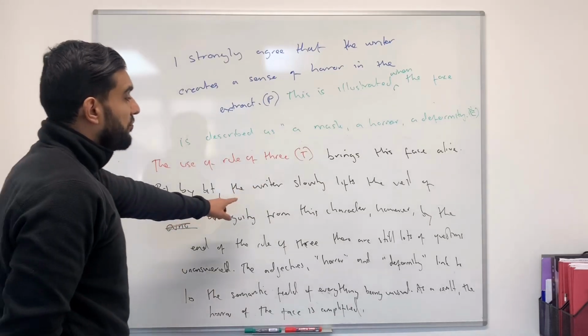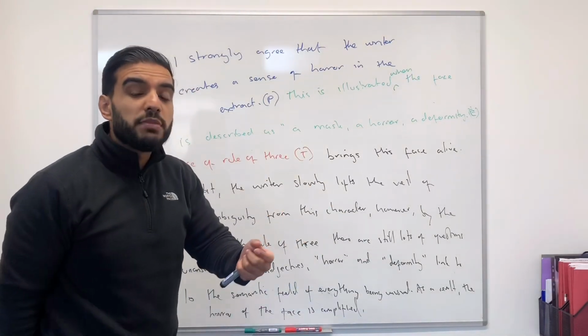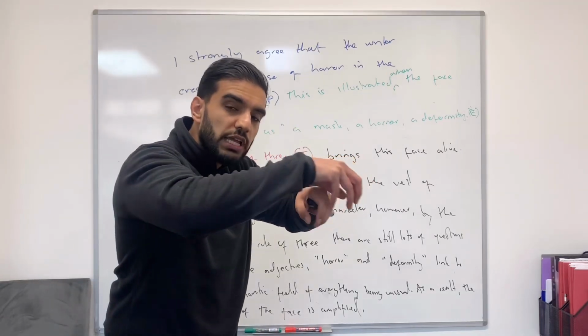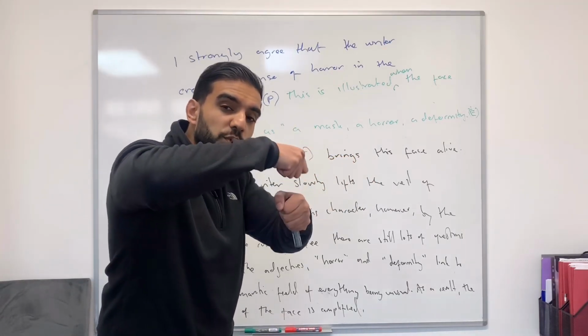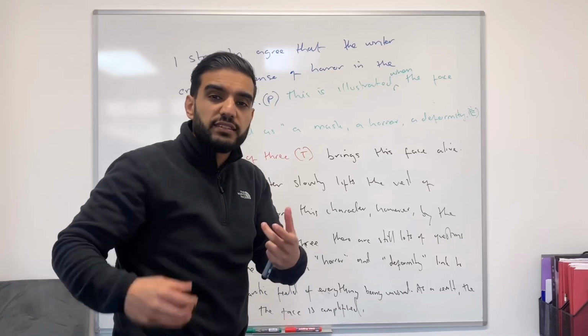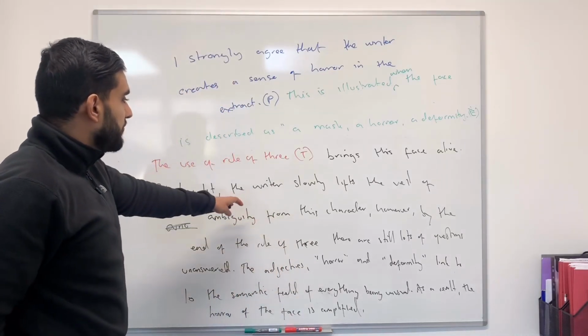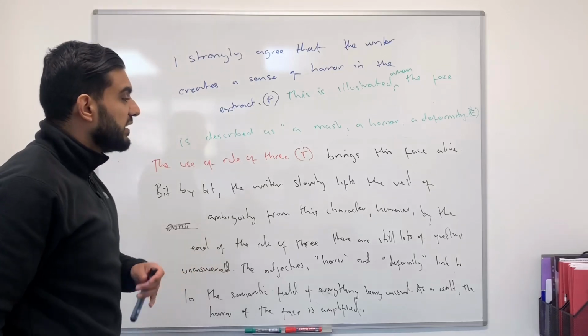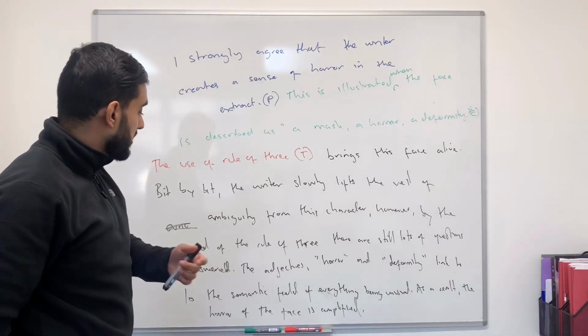Bit by bit, the writer slowly lifts the veil. What do I mean by that? By adding a little bit of information, and then a little bit more, and a little bit more, bit by bit, very slowly, it's revealing to us what this character is like. Lift the veil of ambiguity from this character. However, by the end of the rule of three, there are still lots of questions unanswered.